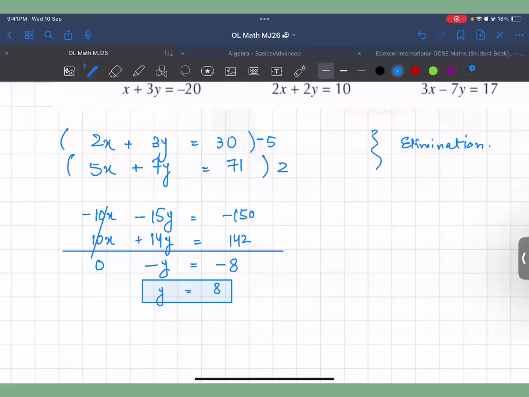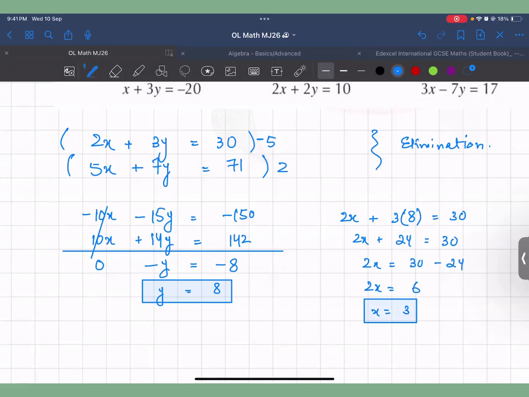And now if your y is 8, so 2 times x plus 3 times 8 is equal to 30. So 2x plus 24 is equal to 30. 2x is equal to 30 minus 24. 2x is equal to 6, and then x would be equal to 3. You have got the final answer. x is 3 and y is 8.